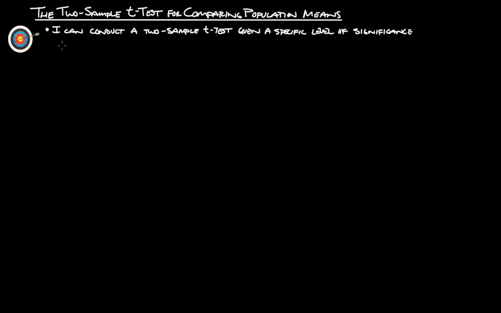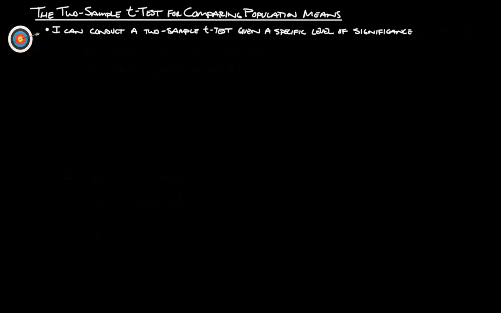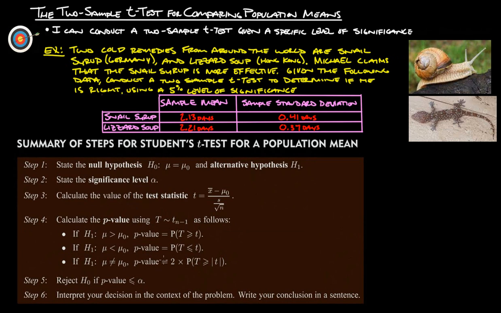I'm going to take you through the notes on the two-sample t-test for comparing population means. At the end of this, you should be able to say, I can conduct a two-sample t-test given a specific level of significance. Basically, if we are given the test data for two samples instead of one, like we looked at in the previous section, then we conduct what we call a two-sample t-test to compare the two data sets. We're just going to get straight into an example and work through one together.